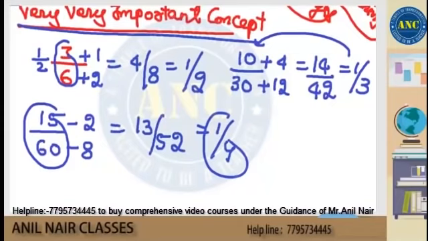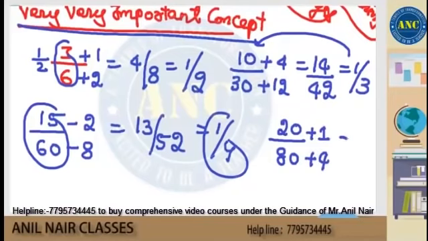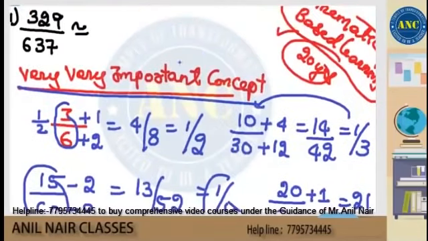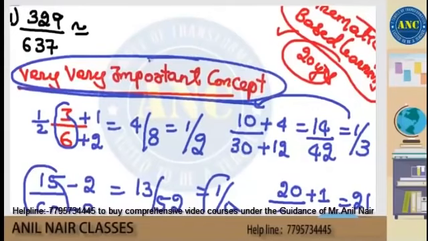I hope it is clear. Write one more example. 20 by 80. It is 1 is to 4. So if I add 1 and 4, this will become 21 by 84, which is of the form 1 is to 4. Please write down this concept. If you know this concept, you can solve a lot of problems very, very fast. It's very, very important in your arithmetic, especially in percentages. Please write down.